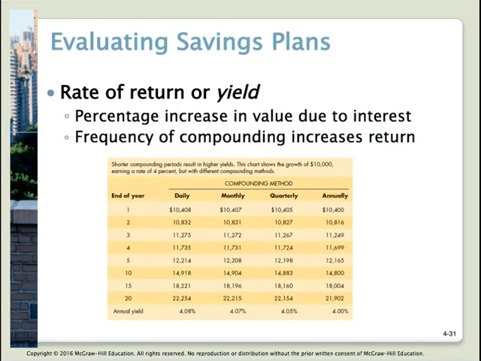Can you evaluate savings plans? Well, the answer to that is by looking at your rate of return or your yield. Your rate of return or your yield is the percent of increase in the value of your savings due to earned interest.